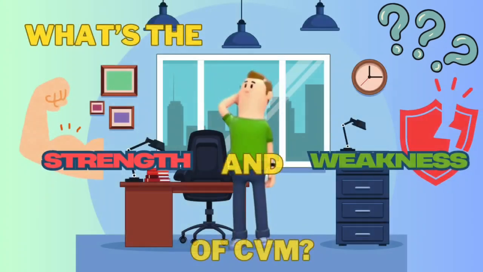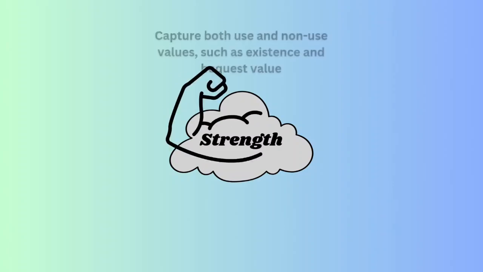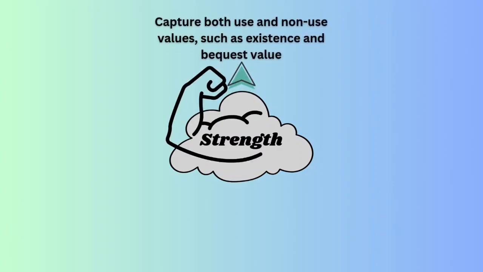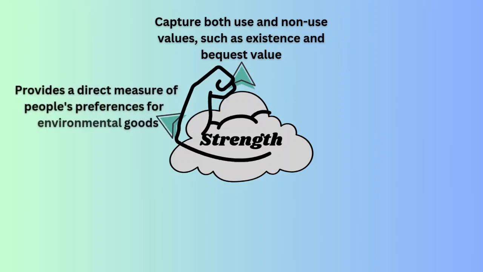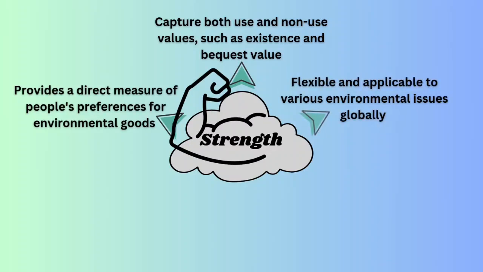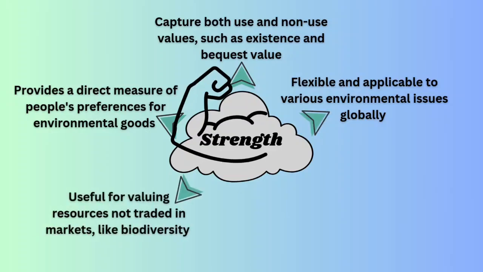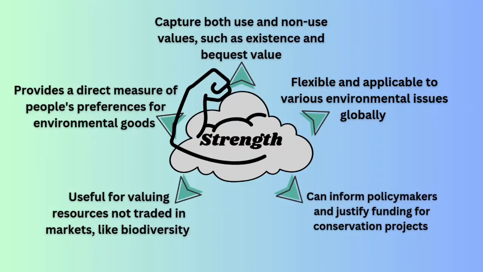How about the strengths and weaknesses of CVM? Starting off with strengths, CVM can capture both use and non-use values, such as existence and bequest value. It also provides a direct measure of people's preference for environmental goods. It is also flexible and applicable to various environmental issues globally. It is useful for valuing resources not traded in markets, like biodiversity. Lastly, it can inform policymakers and justify funding for conservation projects.